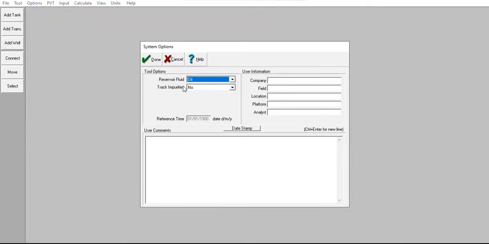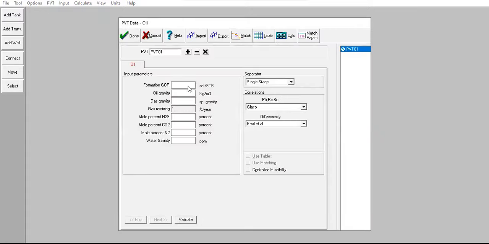We go to the options. Okay, reservoir fluid oil, track impurities, no. And for the user information, you can type in the company, field, location, platform, and also user comments. We click done. All right. Now you can see one tank, but it is still blank. Now we go to PVT and we select fluid properties.